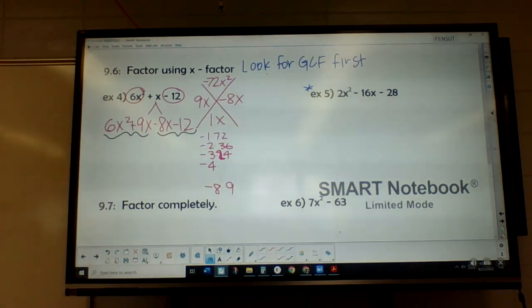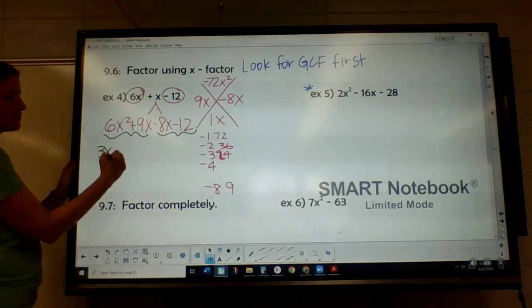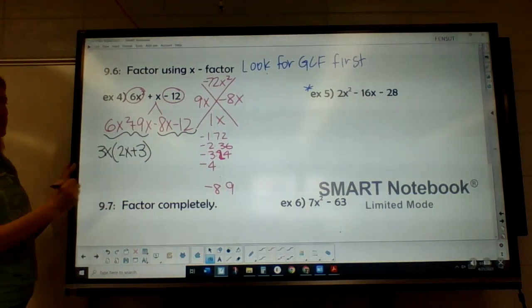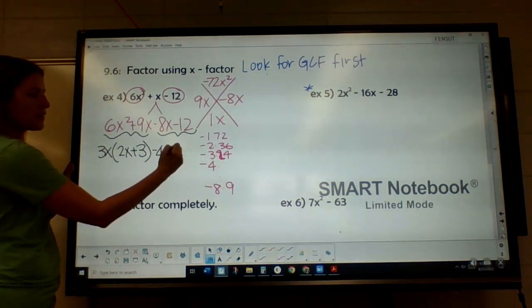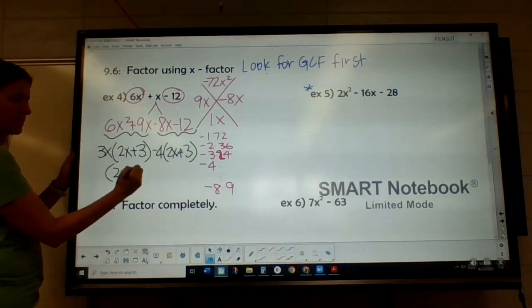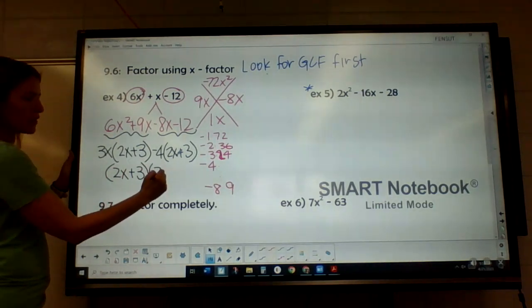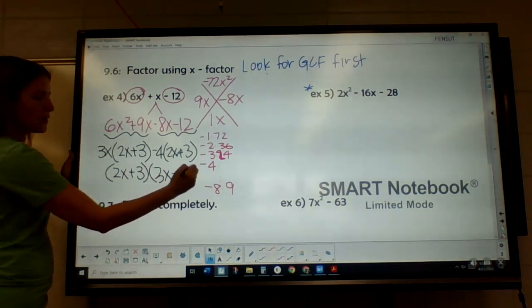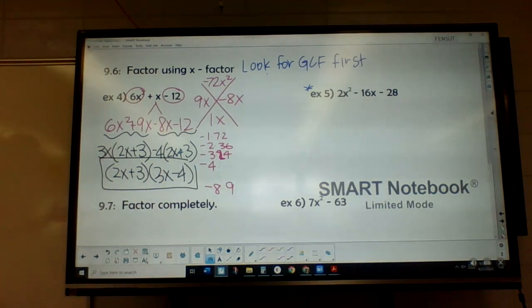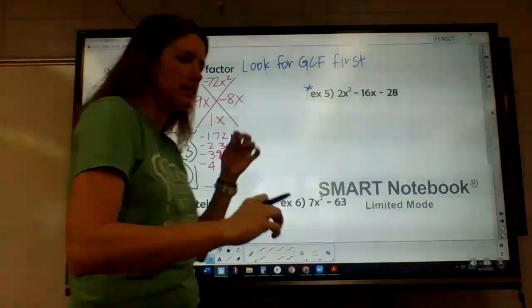So out of the first two, we can take out a 3x. I'm left with 2x plus 3. Out of the next two, I can take out a negative 4. And I rewrite it one more time. So in order to get this fully correct, I know it's a lot of steps, you do have to write it as those two things multiplied together.